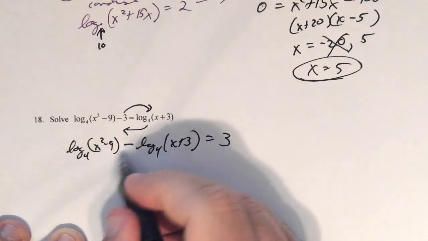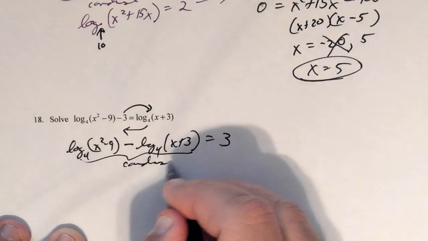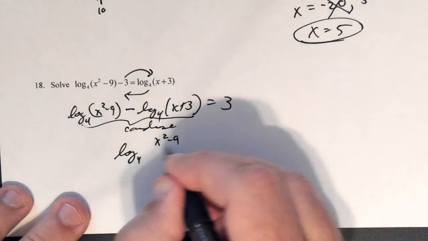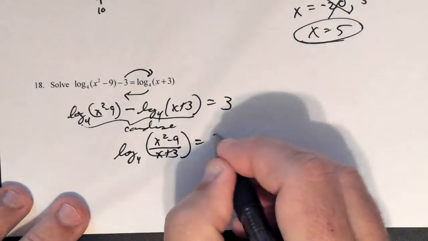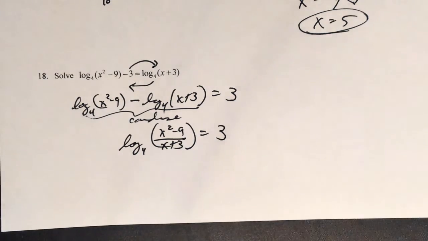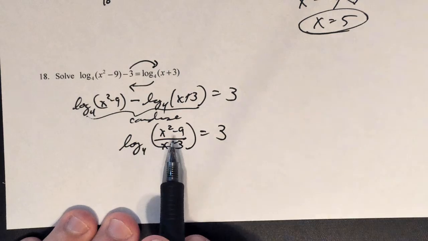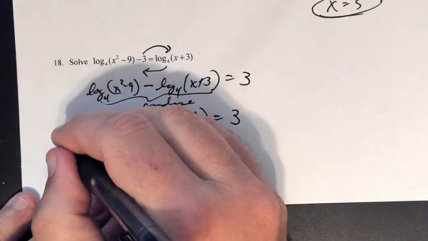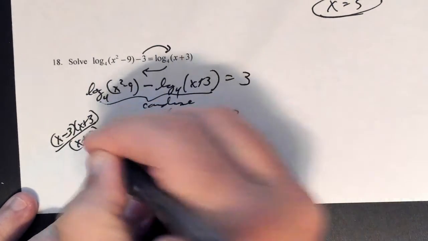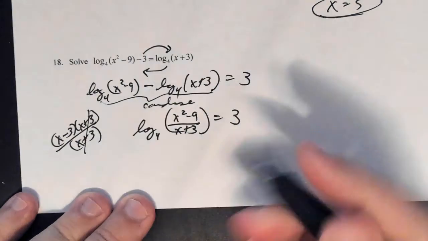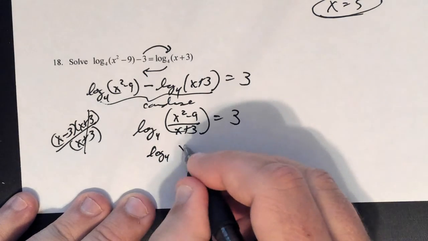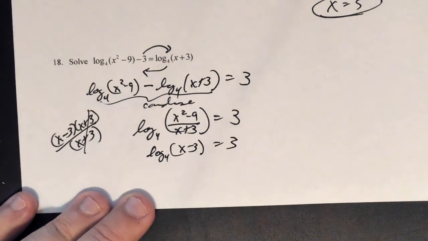I just like having positives on that side. That helps. Now, how do I condense subtraction? We do it again by division. So this is going to be log base 4 of x squared minus 9 over x plus 3 is equal to 3. Now, I notice something, and hopefully you notice something. That factors, and it has one of these. Isn't x squared minus 9 x minus 3 times x plus 3 over x plus 3? Wouldn't those two cancel each other out? Which leaves me with log base 4 of x minus 3 is equal to 3.